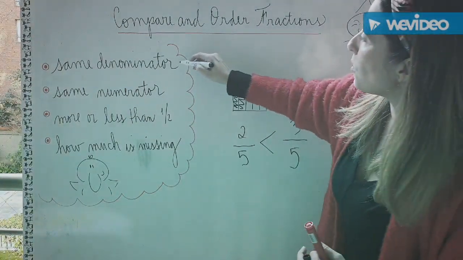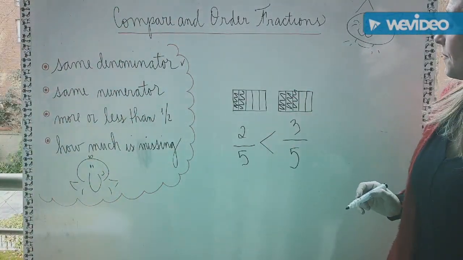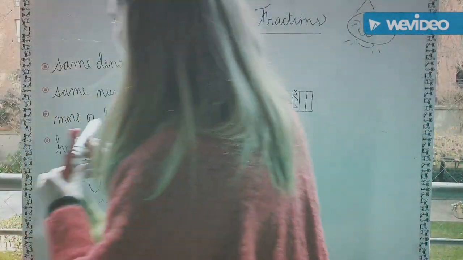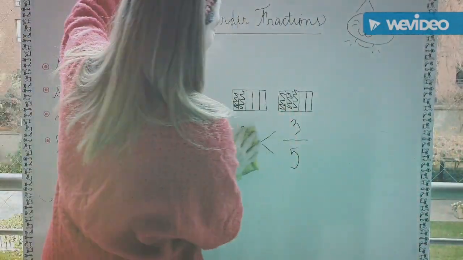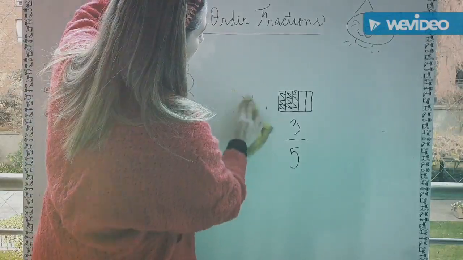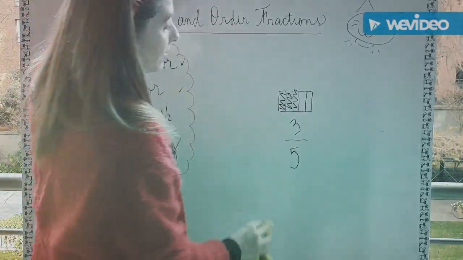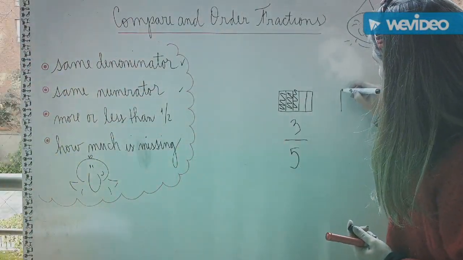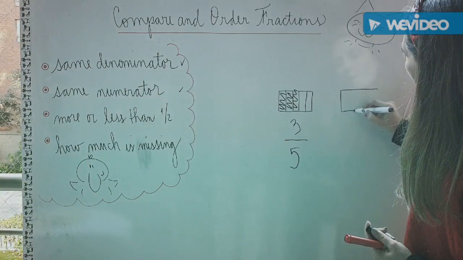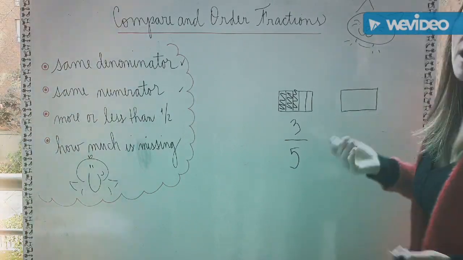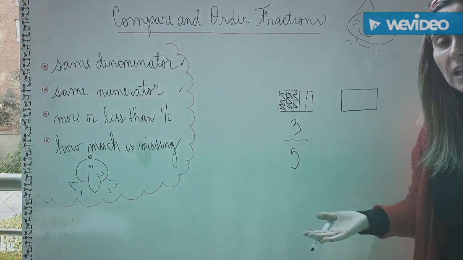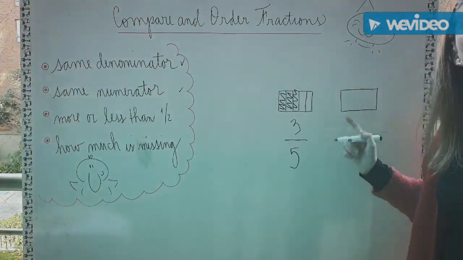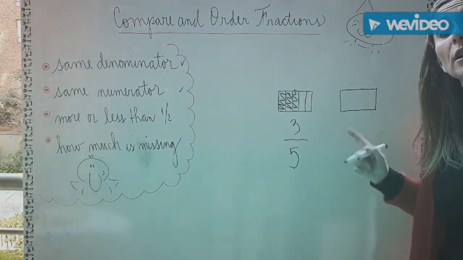Okay, so what happens in the next case if they have the same numerator? Let's see. We're going to be using the same drawing there, and we're going to be having the same whole. Remember that when we compare, wholes must be identical, because if not, it's not the same to eat half a cake or eat half of a cupcake. Super different. So the wholes must always have the same size when you're comparing.